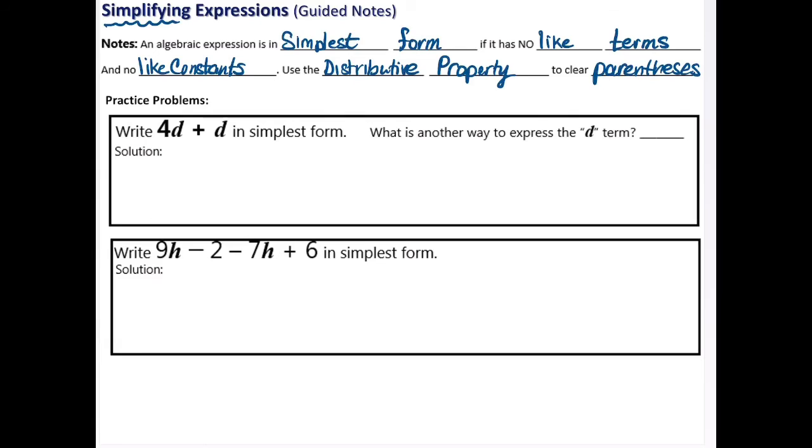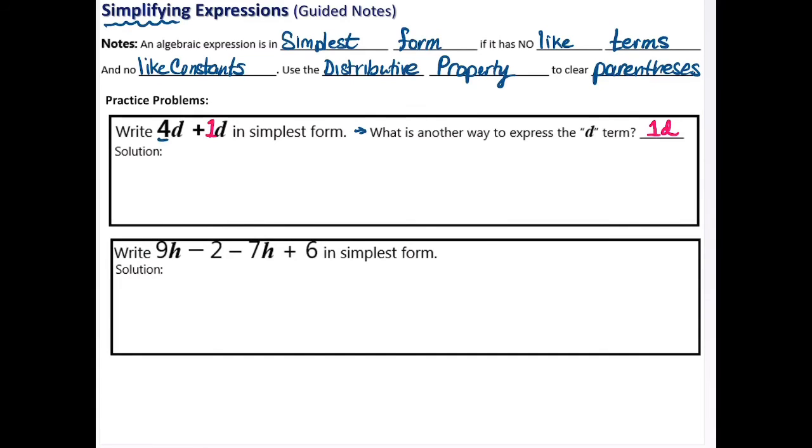Okay, now in this first example right here in the practice problem, we've got write 4D plus D in simplest form, and then it goes around to ask the question, what's another way to express the D term? If you were paying attention before, you might have noticed that another way to write D would be writing it as just 1D. It's a good idea to remember that the coefficient, if it's just a variable, is 1. So 4D plus 1D is a great way to think of it because then it's easier to add those up.